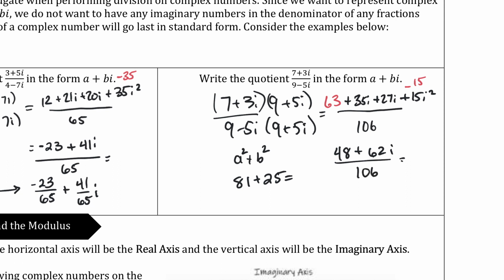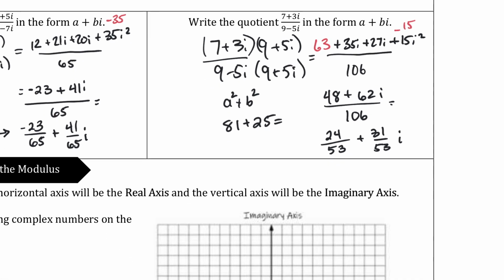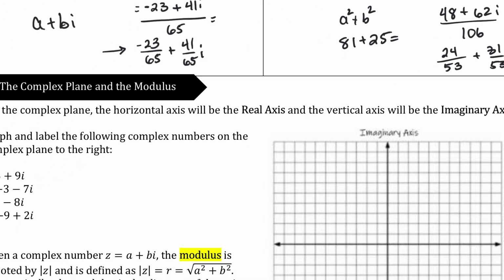We also notice that these are all positive, even values. So I can go ahead and at least divide by 2. Maybe we can do a little bit more. 24 over 53 plus 31 over 53i. If for some reason you don't have the same denominator once you simplify, there is absolutely no problem with that. Those are totally fine to get that way. Not a problem at all.